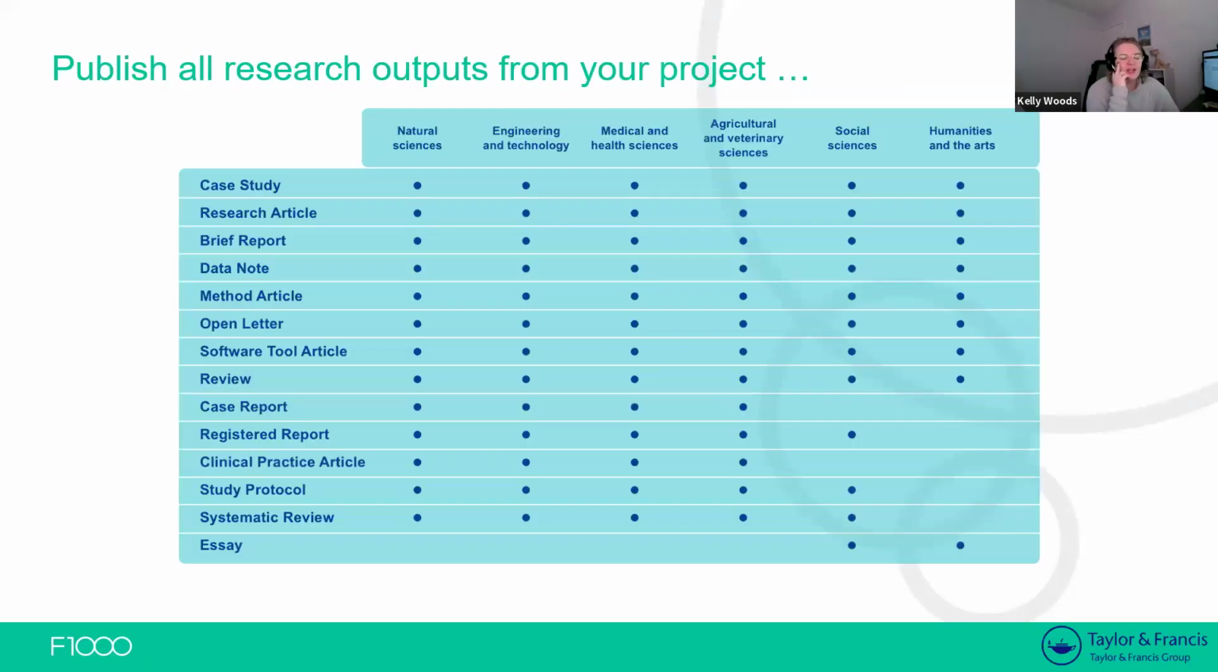Okay, so I mentioned a few times that we offer a range of different research outputs from the projects. We offer a range of different article types to allow you to publish all research outputs from your project. So here's an example from Open Research Europe of all the different article types that we offer. And you'll notice that some of those article types are only available for specific subject areas to which they are relevant. There's some variation in the article types we offer across our platforms, but for the most cases, they're very similar.